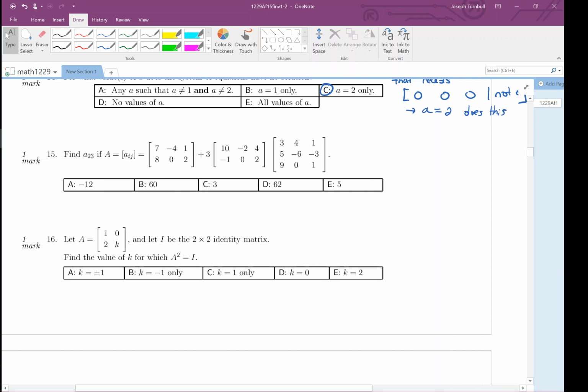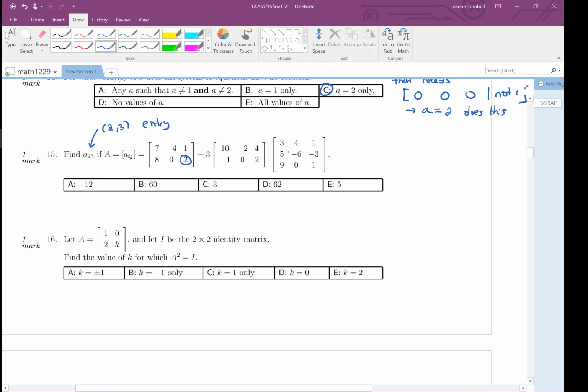Okay, 15. It's asking for the 2, 3 entry of the matrix A. So 2, 3 entry, which means we're going to take the 2, 3 entry of the first matrix and add it to the 2, 3 entry of the second matrix it would get by completing the matrix multiplication, and then multiplying everything by 3. So the 2, 3 means row 2, column 3. So we're looking for that bottom right entry. I have to calculate the corresponding bottom right entry of the matrix multiplication on the right hand side.